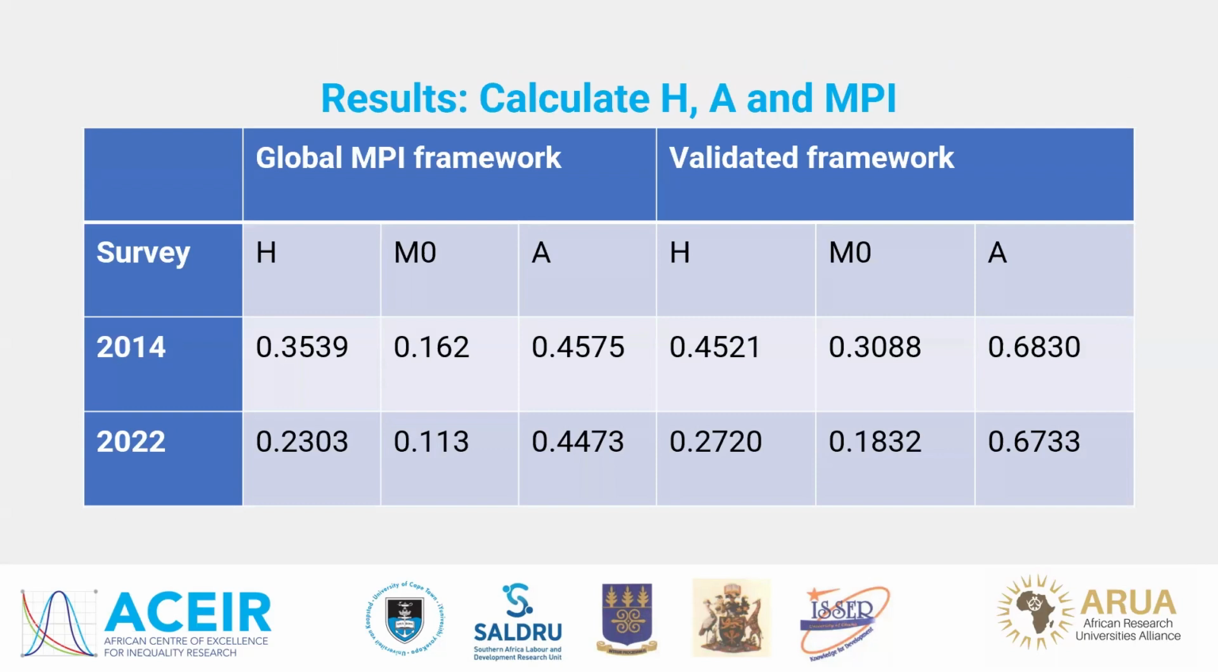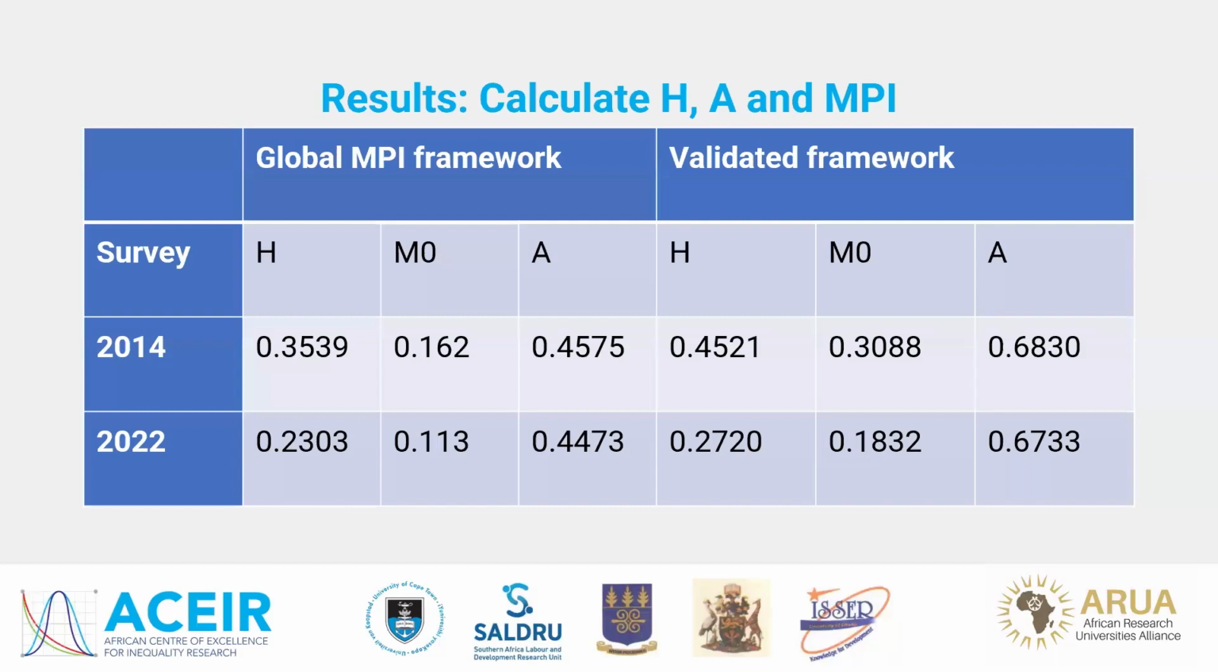So from now on, we are comparing what is in the global MPI, for which they usually release country briefs every year, against what we are calculating in our model. It's just an exercise to see, given that we have changed a lot of the components and the weighting, how it affects the statistics we get. So we compare the statistics for the global MPI framework against the validated one.